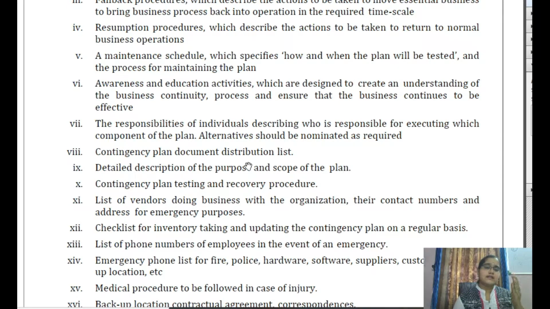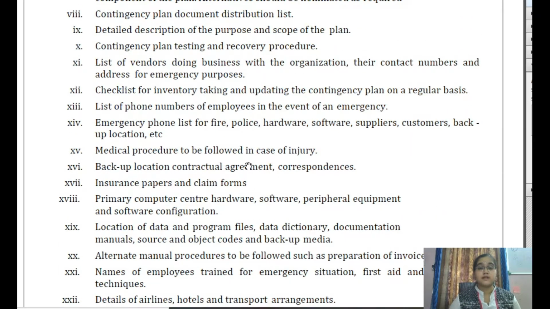The disaster recovery plan will have a detailed description of the purpose and scope of the plan. This is very important. It will also specify the list of vendors with which the organization does business and contact numbers for emergency purposes, and also the list of inventory taken and updated during the contingency. Then the list of phone numbers of employees in the event of an emergency. Then the emergency phone list of fire, hospital, police, etc.